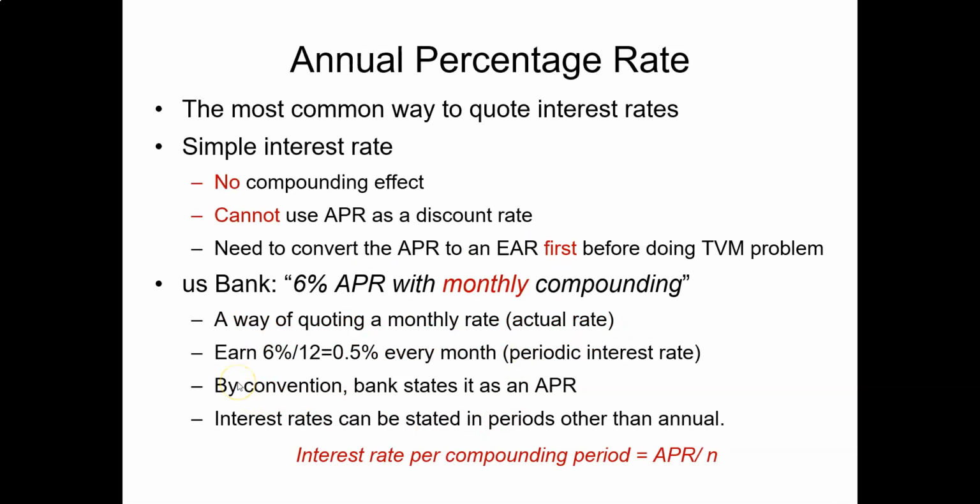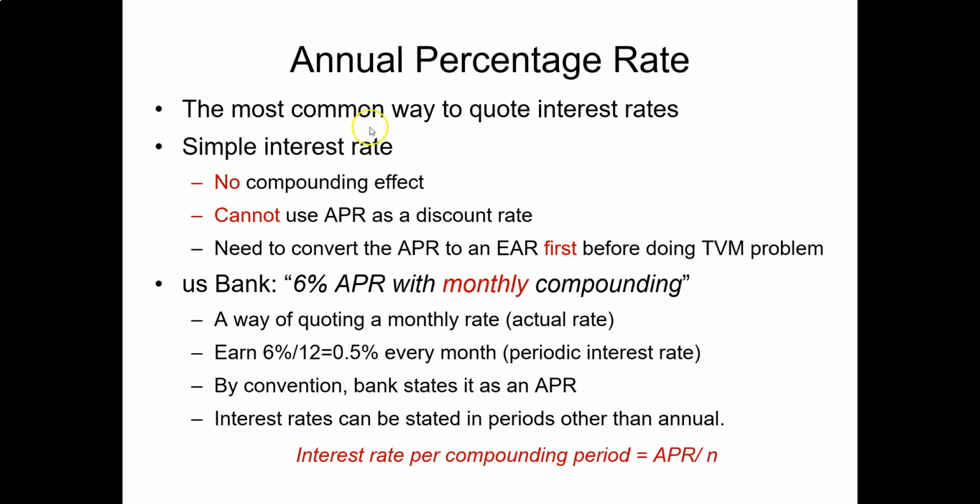Now I want to compare annual percentage rate and effective annual rate. If we read the advertisement from some banks, for example, the credit loans or the credit cards, they may say, well, I will provide the credit card with 6% APR with monthly compounding. Can we say the effective annual rate is 6%? Well, we cannot say so for most cases.